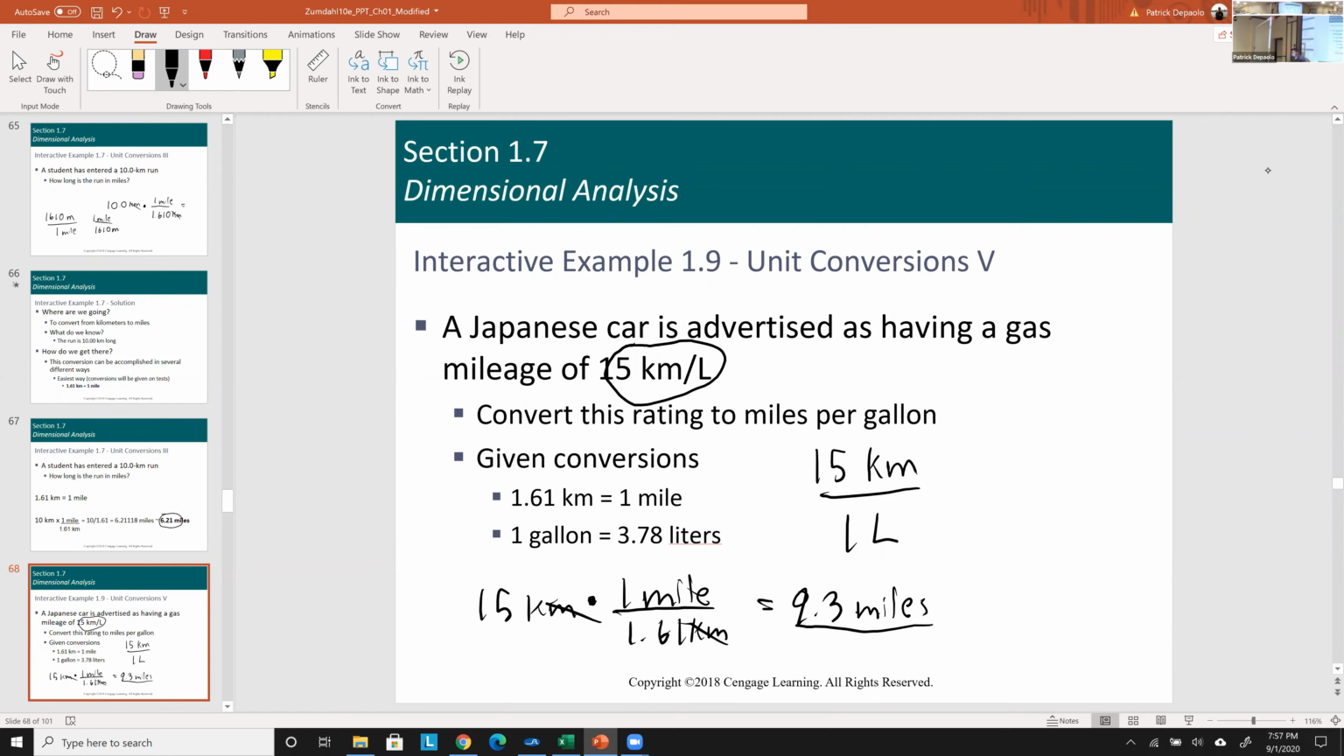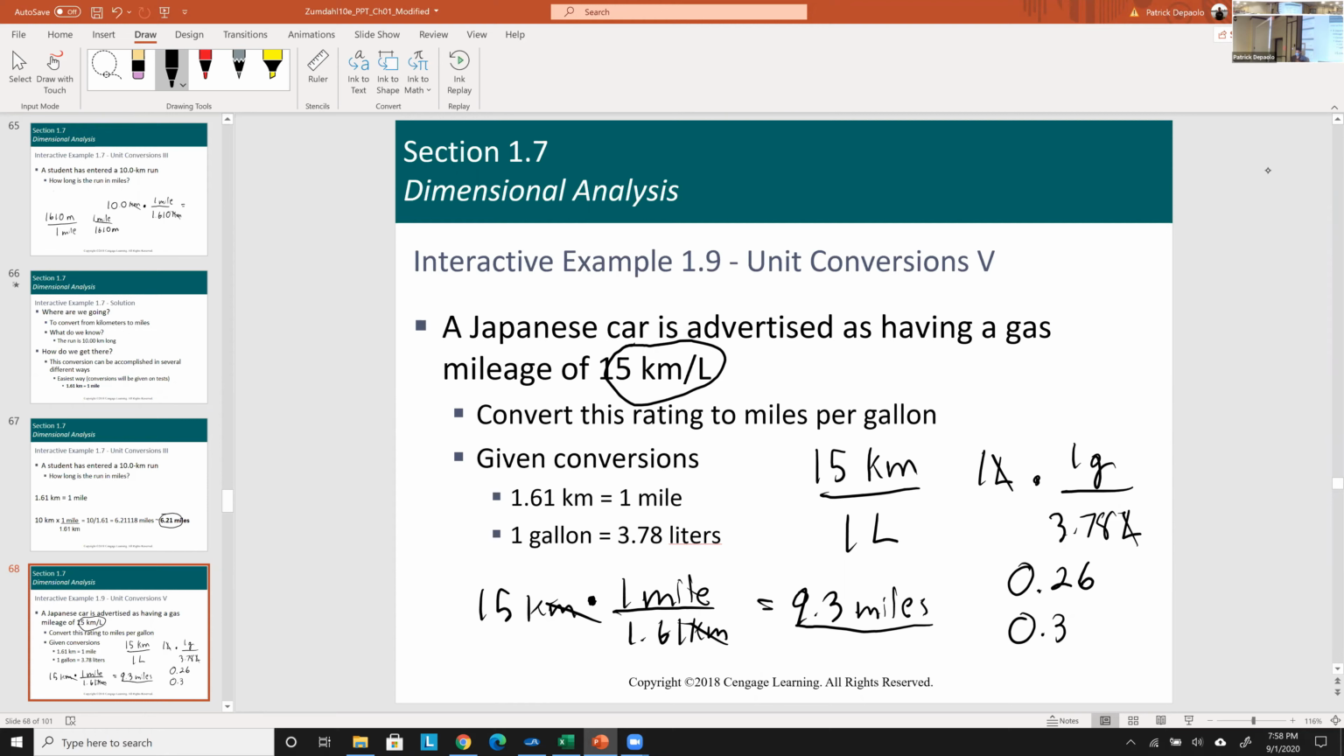So liters, 1 liter converted to gallons. We're taking the 1 gallon and putting it on the top, and 3.78 liters and putting it on the bottom. The liters will cancel out, and you get 1 divided by 3.78, which is 0.26. So in sig figs, this would actually be 0.3 because the 1 liter is our measured number and it only has 1 sig fig.